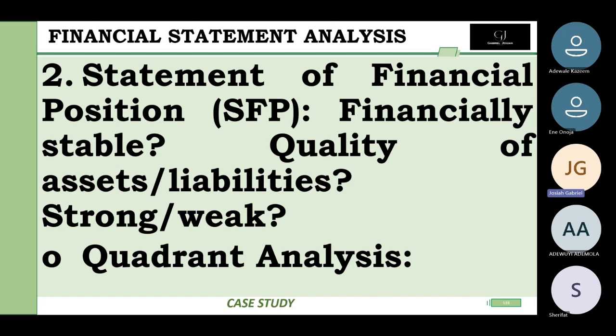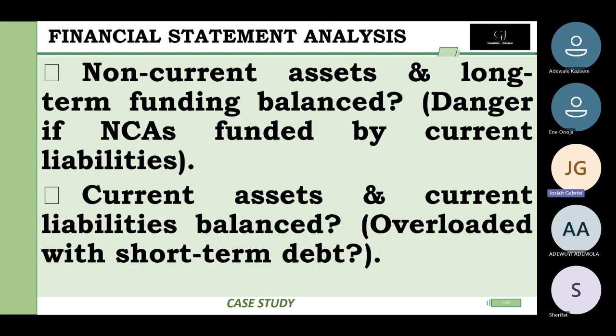The second one is the statement of financial position. And the position statement is the quality of assets and liabilities. Are they weak or strong? And doing a quadrant analysis will help you understand the non-current assets and the long-term funding. Is it balanced? There is danger if non-current assets are funded from current liabilities. Danger, because your current liabilities are supposed to fund your short-term obligations.